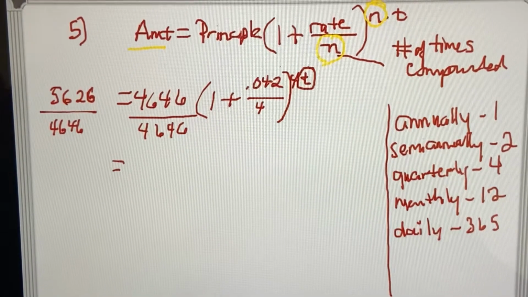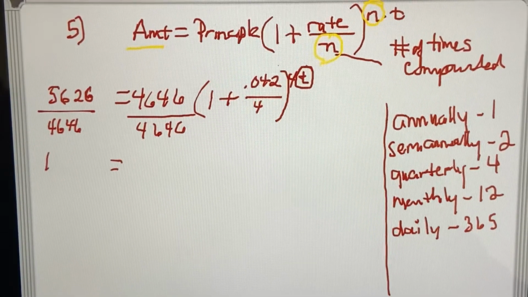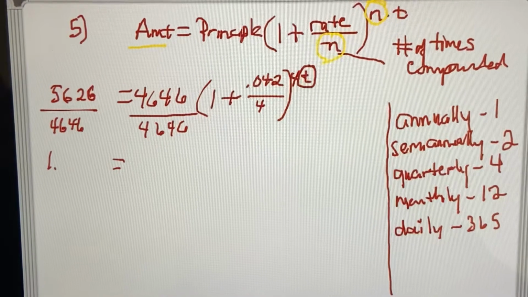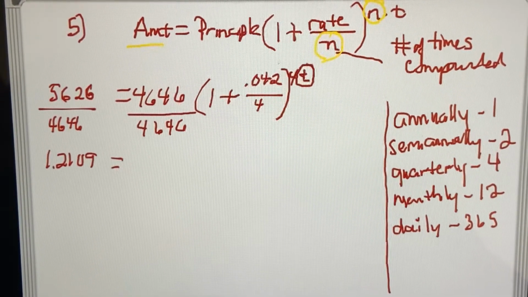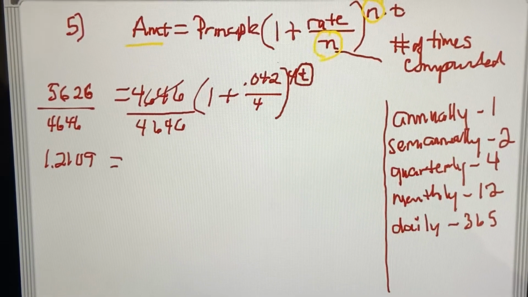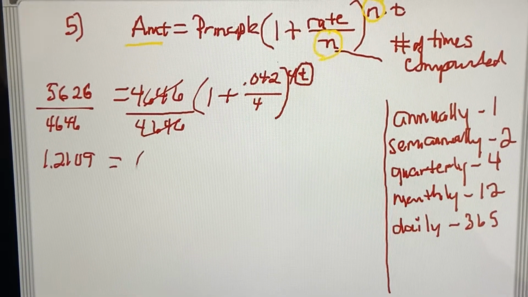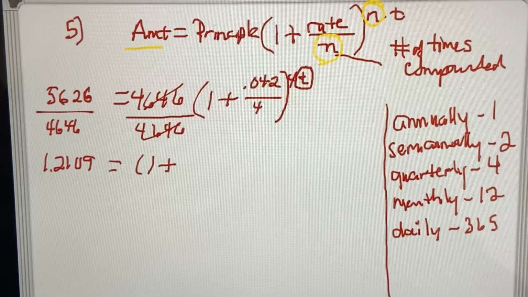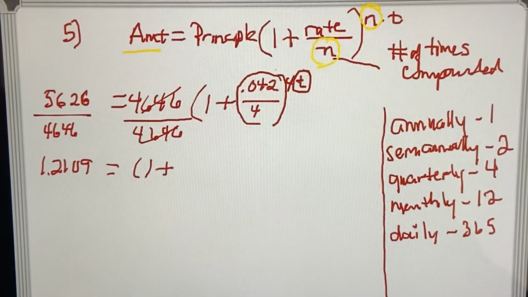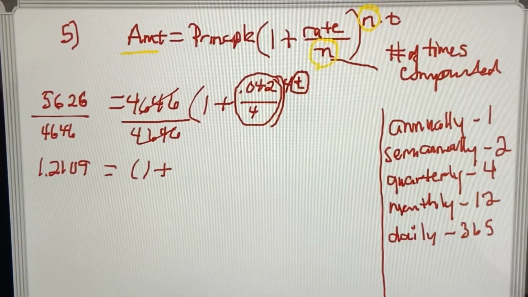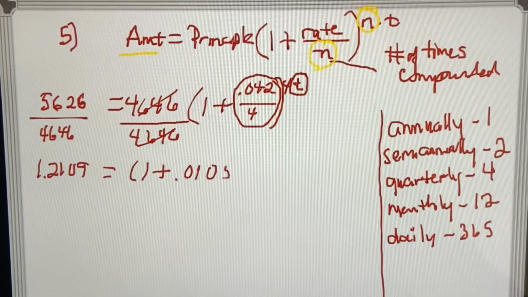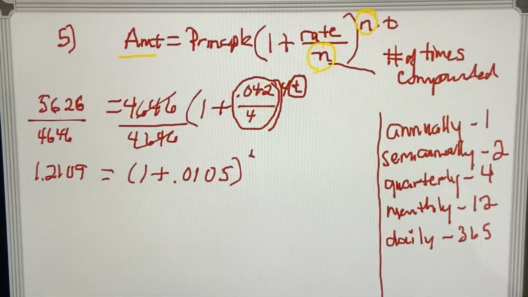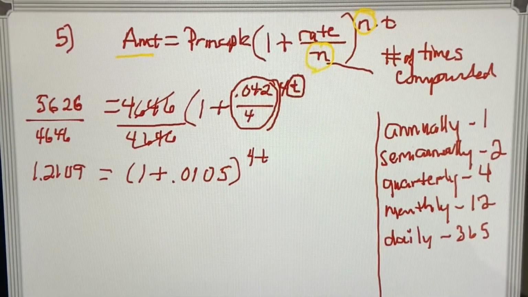And I end up getting, on the left, 1.2109. And then on the right, I'm going to go ahead and put 1 plus, and then figure out the decimal of that. So 0.0105 to the 4t power.